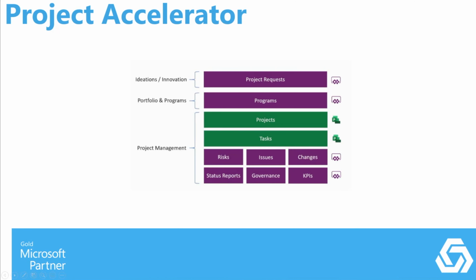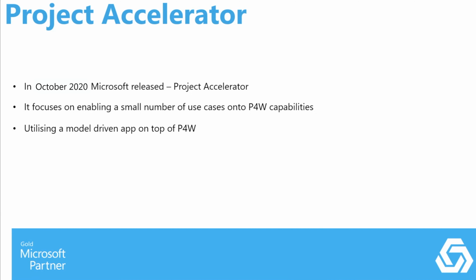So that was a quick demo, but just to recap, it was actually released in October 2021, and it's available on GitHub. It does focus on enabling a small number of use cases over the top of Project for the Web capabilities. So it's not trying to be an all-singing, all-dancing tool. It's a simple project management tool that's pre-configured to meet your requirement, to allow you to go and use it and collate a set of other requirements.